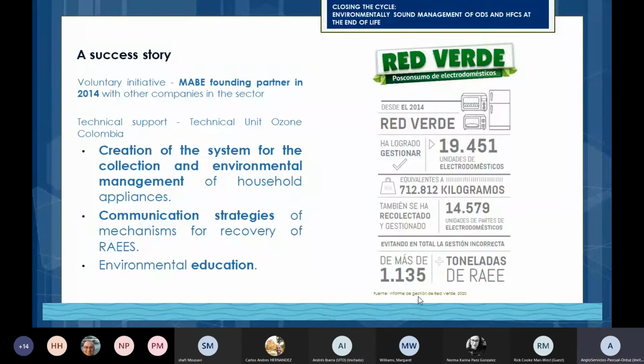the idea is to create the collection system. It's the creation of a system for the collection and environmental management of household appliances. Also, communication strategies of mechanisms for recovery of WEEE. But we've also carried out environmental education activities. If we can move to the next slide.